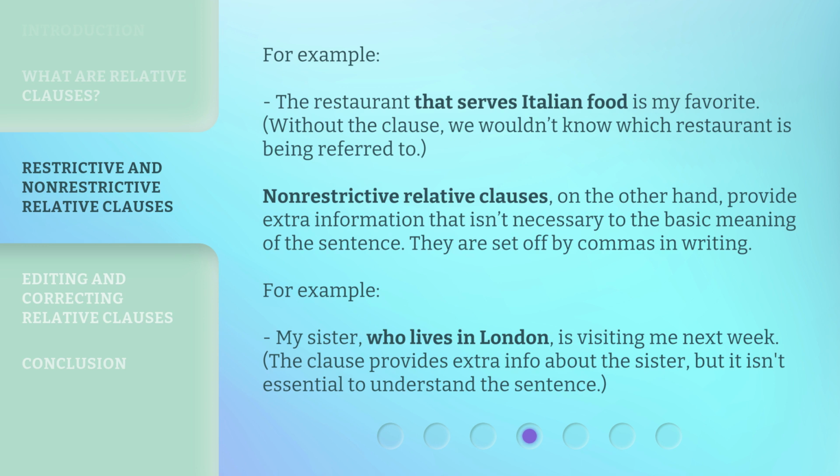Non-restrictive relative clauses, on the other hand, provide extra information that isn't necessary to the basic meaning of the sentence. They are set off by commas in writing. For example, my sister, who lives in London, is visiting me next week. The clause provides extra info about the sister, but it isn't essential to understand the sentence.